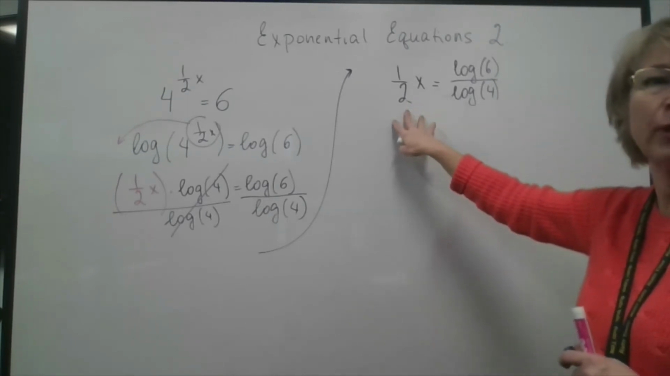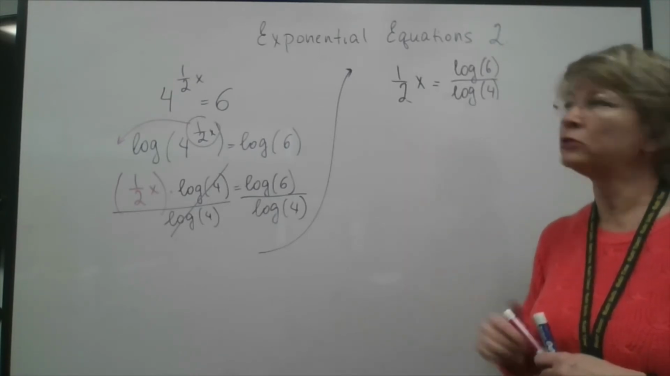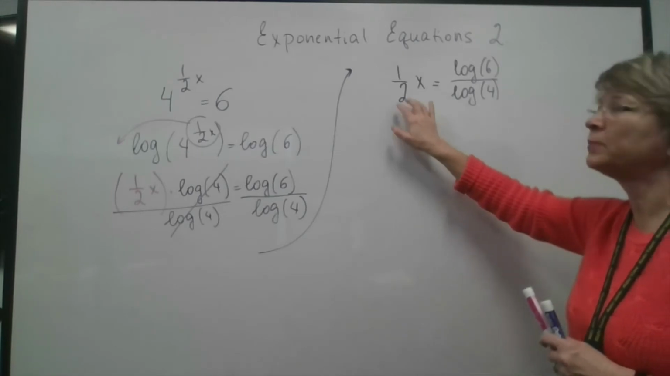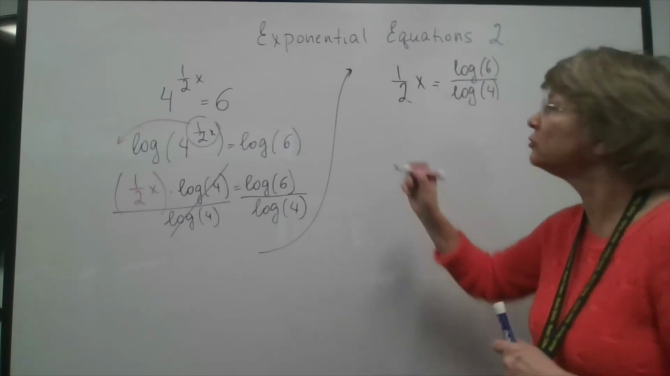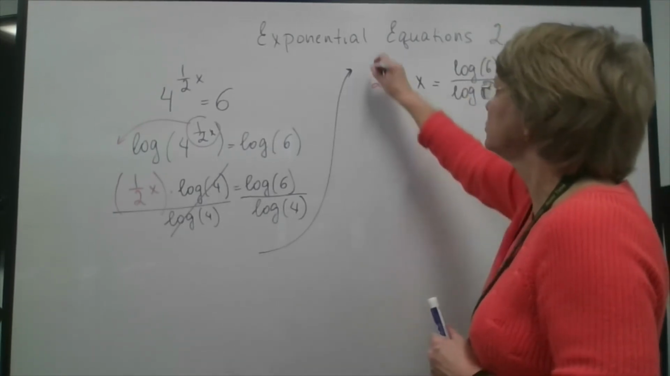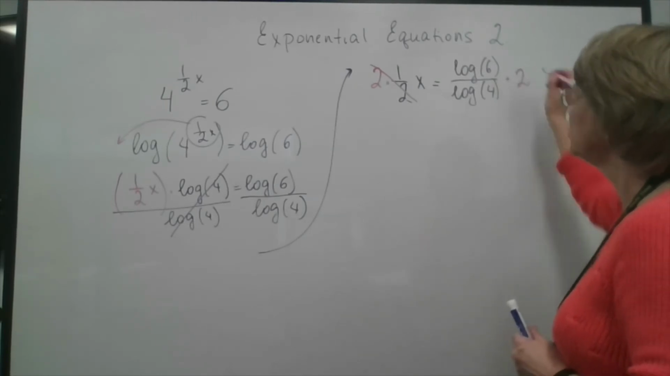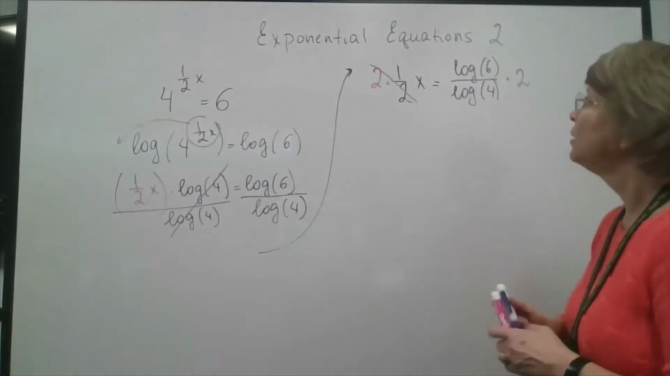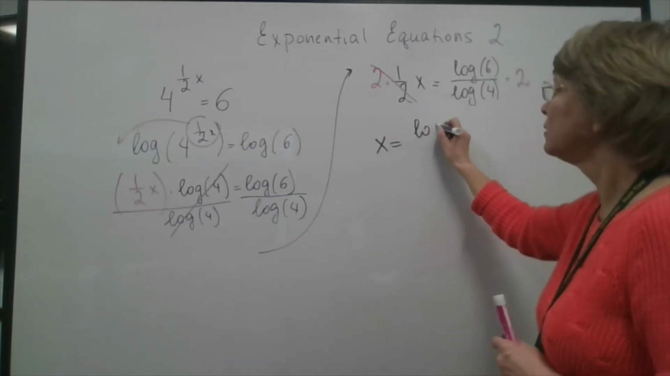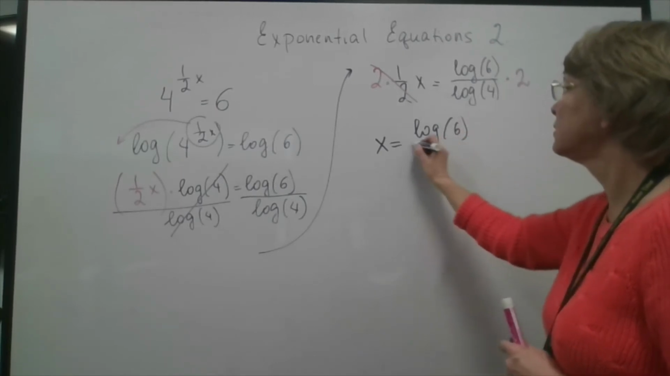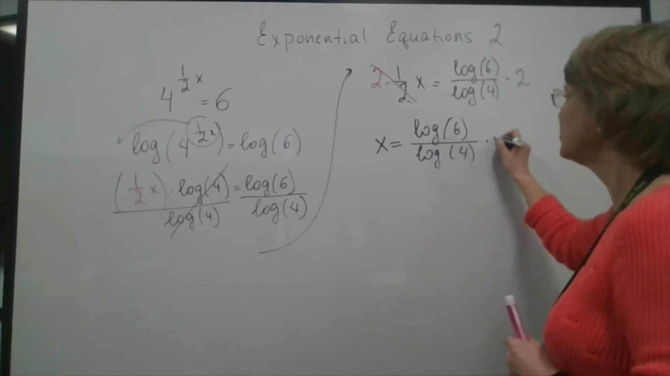We have a fraction here, 1 over 2. The easiest way to get rid of the fraction is to multiply by its reciprocal. And the reciprocal of 1 over 2 is 2. So we will multiply by 2. This will cancel out. And whatever we do to one side, we do to the other side. So now we have x equal to the logarithm of 6 divided by the logarithm of 4 times 2.